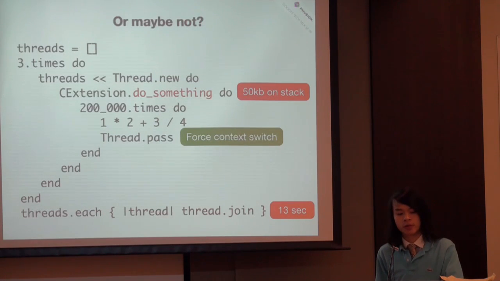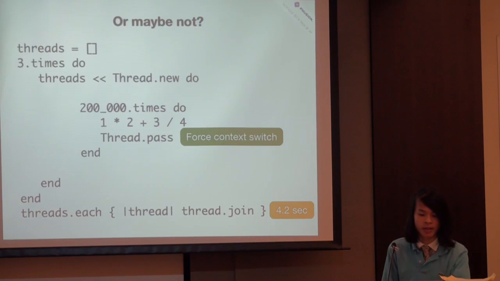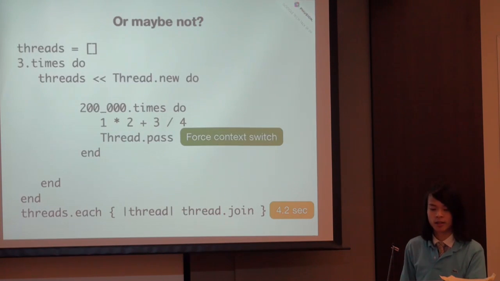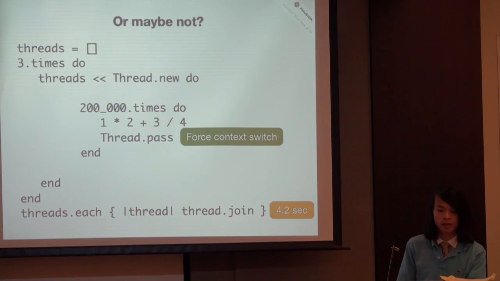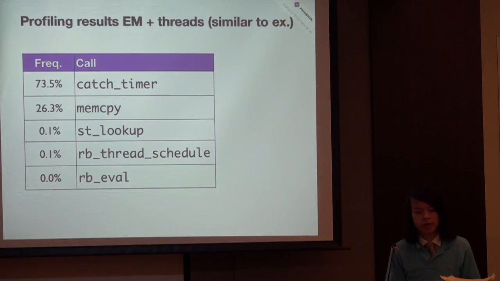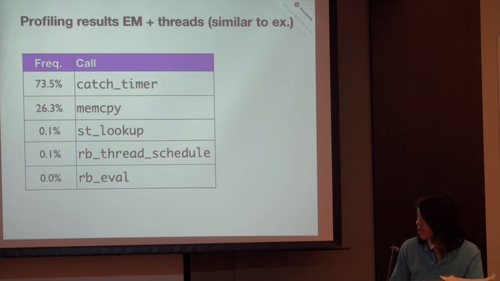Now the interesting part comes into play when we remove the invocation of the C extension method, thus removing the allocation of 50 kilobytes on the stack. Then suddenly the execution time drops down to 4.2 seconds. This is a weird correlation, and definitely something is going on with regards to allocating stuff on the stack and what consequences it has on context switching. So profiling the results in an Event Machine scenario with threads, which is very similar to the example that we just showed you, with Google Perf tools, you get something like this.